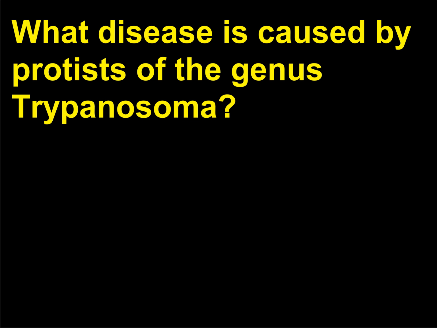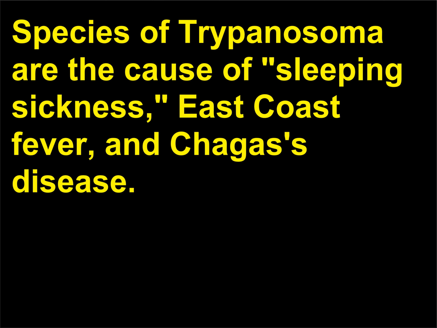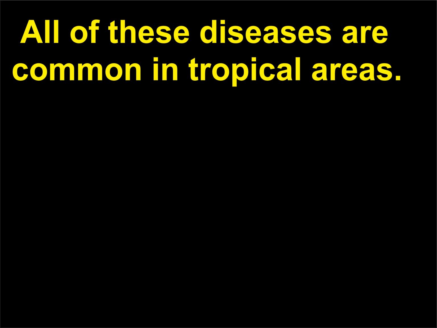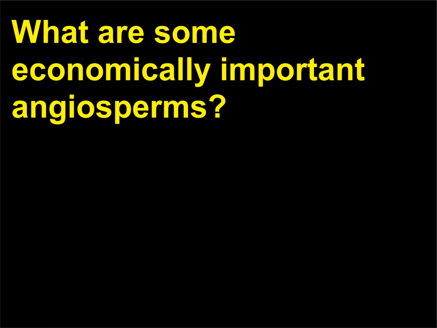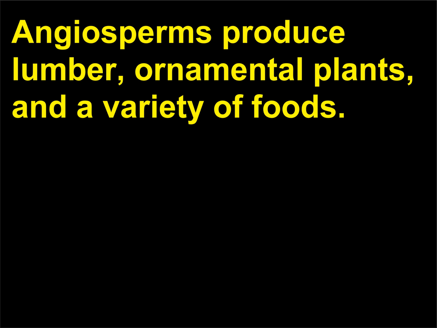What disease is caused by protists of the genus Trypanosoma? Species of Trypanosoma are the cause of sleeping sickness, East Coast fever, and Chagas' disease. All of these diseases are common in tropical areas. The trypanosomes that cause these diseases are transmitted by biting insects, such as the tsetse fly. What are some economically important angiosperms? Angiosperms produce lumber, ornamental plants, and a variety of foods.